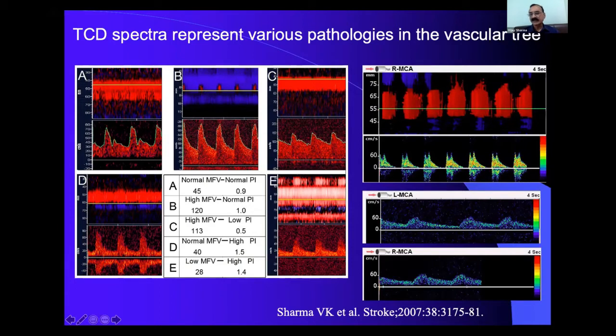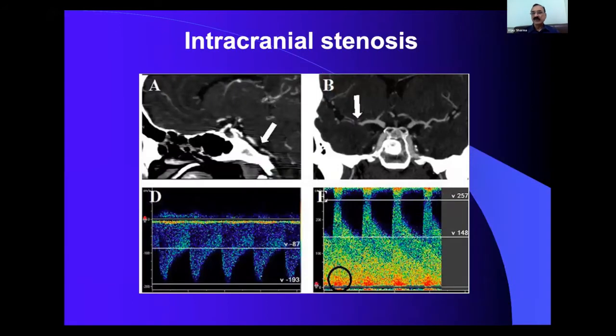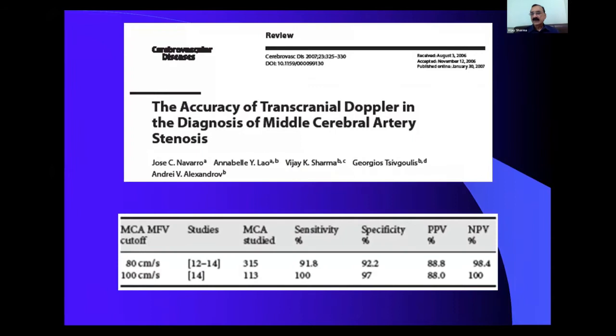So you can identify many of the pathologies once you put the TCD probe on the head. This is what we are taught: there is a focal stenosis, a short segment stenosis. If it's in the basilar artery, you are going to see highly elevated flow velocities in the basilar artery. If you see it in the MCA, you see increased MCA flow velocities. And there are different categories, different grades of stenosis which you can determine.